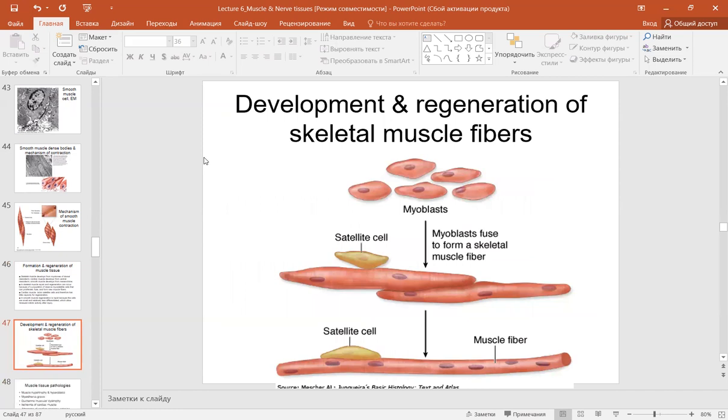Here, the mechanism of the formation of new muscle fibers from myoblasts and activating of satellite cells is leading to the formation of new neoblasts, which fuse with the formation of skeletal muscle fiber. Satellite cells are involved in the process of physiological regeneration of the skeletal muscle.